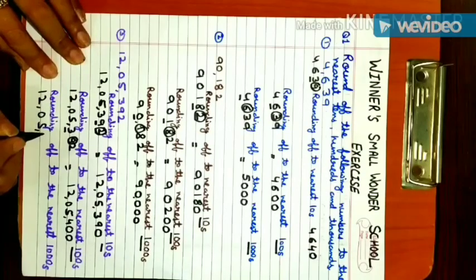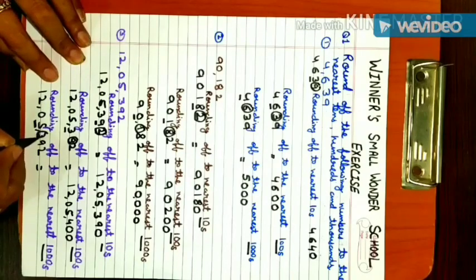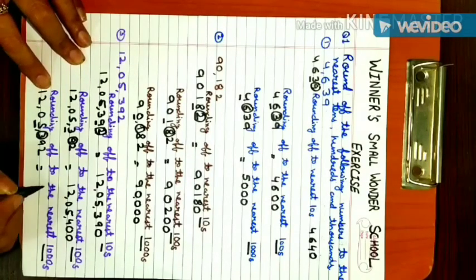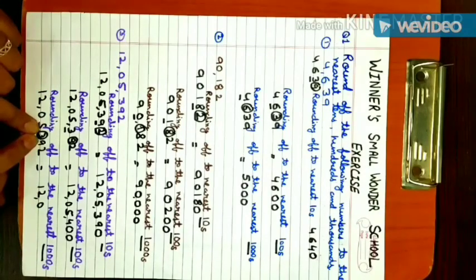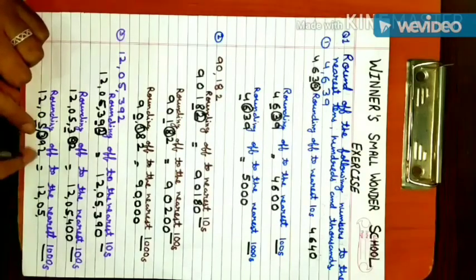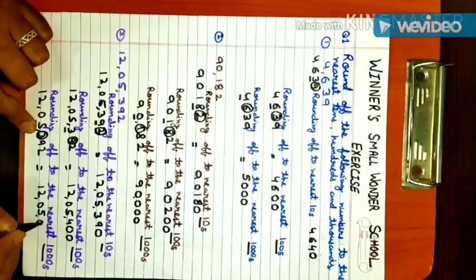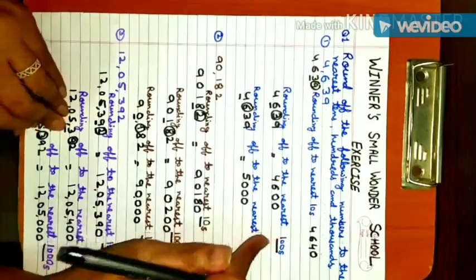Okay. Now next, 1205392, nearest 1000. Ones, tens, 100, 1000. This number is the 1000 digit. So this next number is the checking number. So 120 same to same. Checking number is 3, so less than 5. So this number is same to same, no change. So 5, and all the other digits are replaced by zeros. This is the answer.